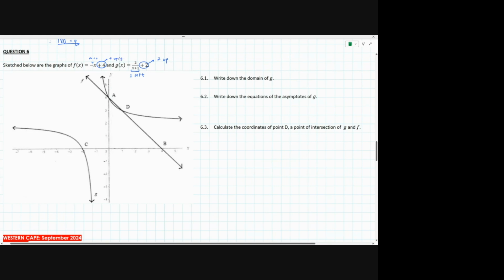Alternatively, this is my y-intercept. And we can see that over here, they've given us the numbers on the axis, and so we can actually see that the coordinate of A is at (0, 4).